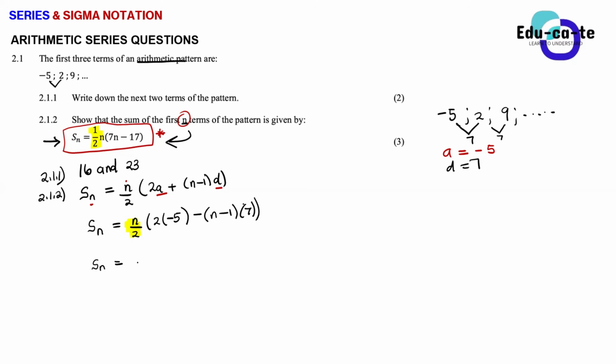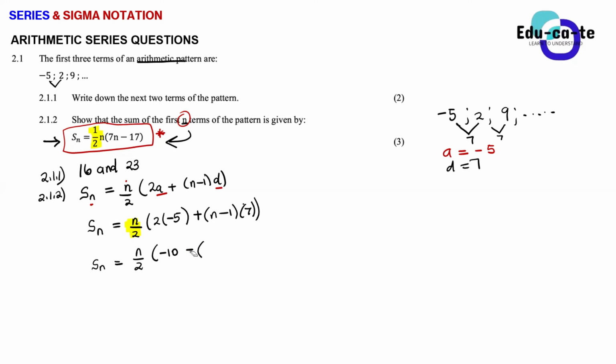This is gonna be n/2 into -10. Then this is gonna be minus, you distribute the 7, guys. When you put a minus, you put a bracket, remember. So don't make a mistake there. Okay, well, there's a plus here, so there's a plus there.